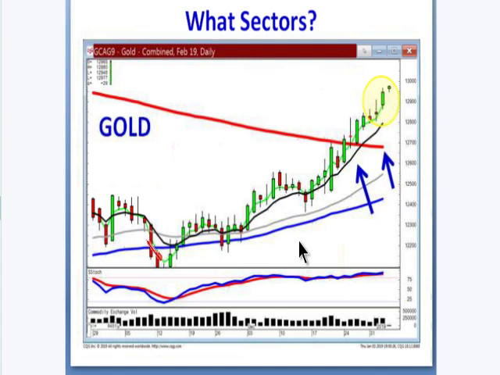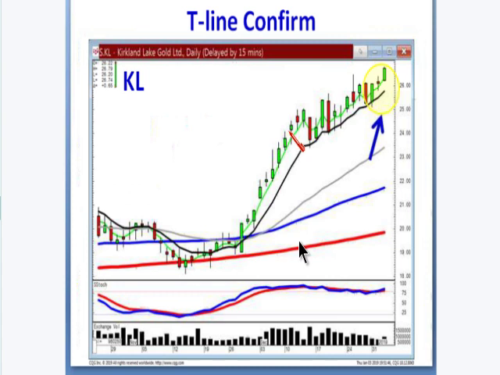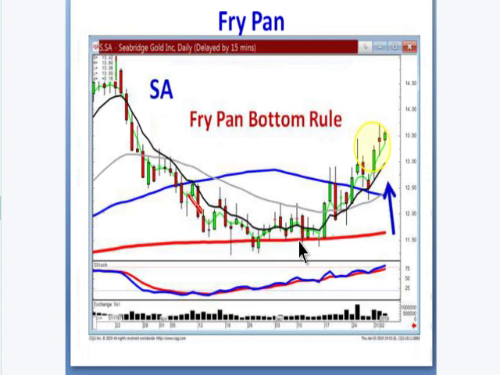What's this tell me? I've got a T-line crunch. And where are we trading? We're still trading above the T-line. So what sector do you think is a good one to be looking at? We've got KL still working nicely. We recommended SA. What's this big pattern right here? Fry pan bottom. And what is our fry pan bottom rule?